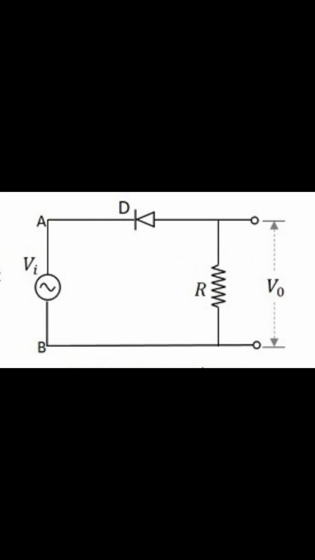Positive half cycle of VI. VI is positive at point A. Diode D is forward biased. The diode conducts current, so the positive half of the input waveform appears at the output.